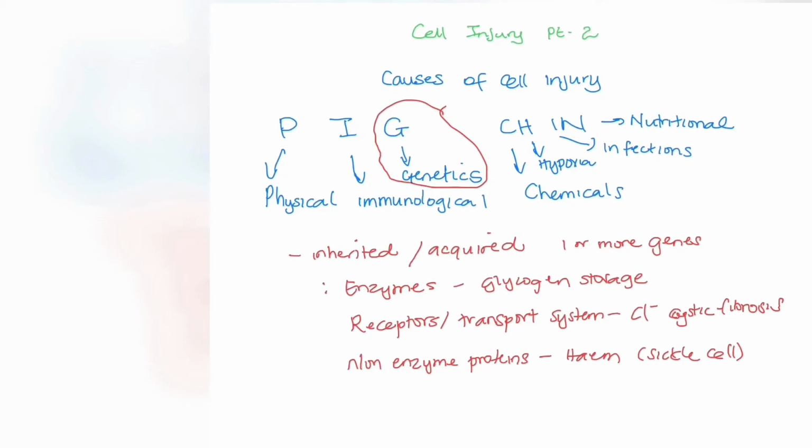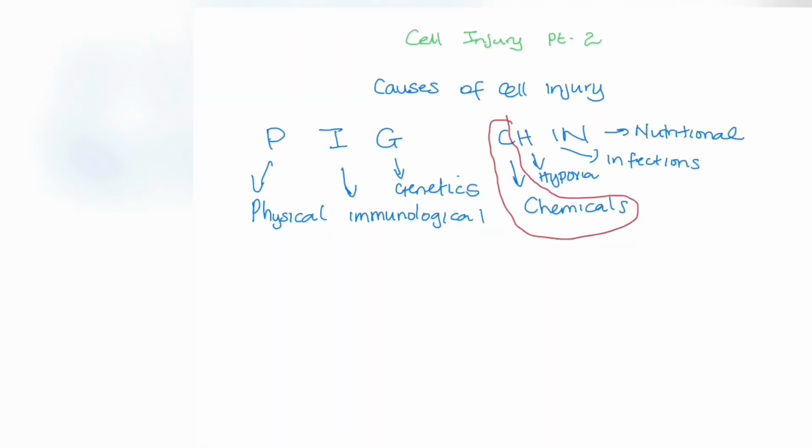The next one is receptors or the transport system. Ions such as sodium, potassium or chloride are needed for pH balancing, so there is always pumping in and out of these ions in our system. If we have a defect in the transport of certain ions, there can be a buildup, and in this case, defects in chloride transport can cause cystic fibrosis. Non-enzymatic proteins such as hemoglobin, when defective, can cause problems like sickle cell disease, and this can lead to cell damage as well.